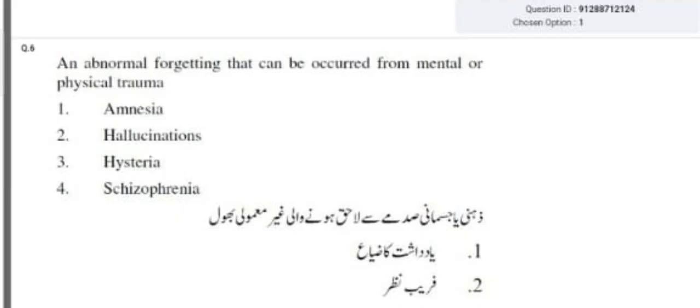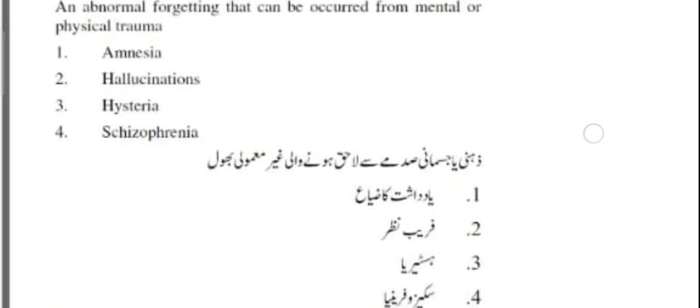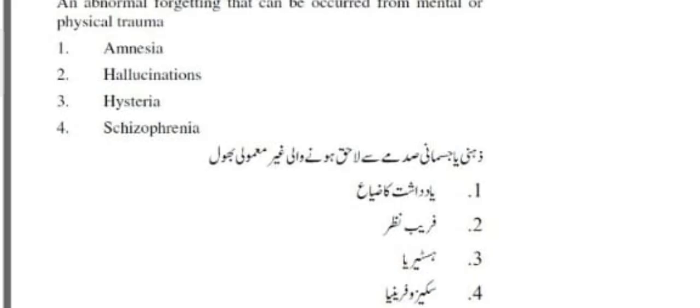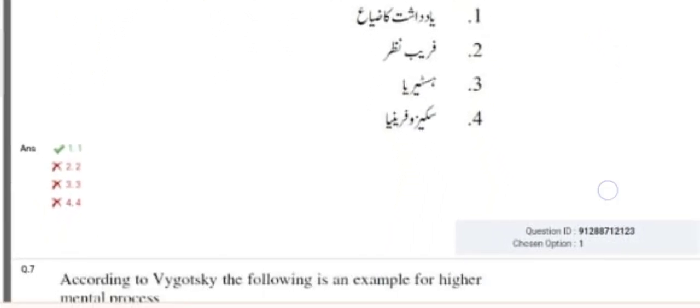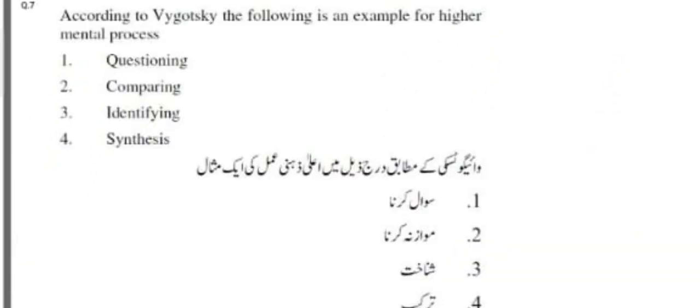An abnormal forgetting that can occur from mental or physical trauma. So the answer here is amnesia. I don't know how to pronounce this. If I pronounced wrong, please forgive me. So we'll go with the seventh question now.